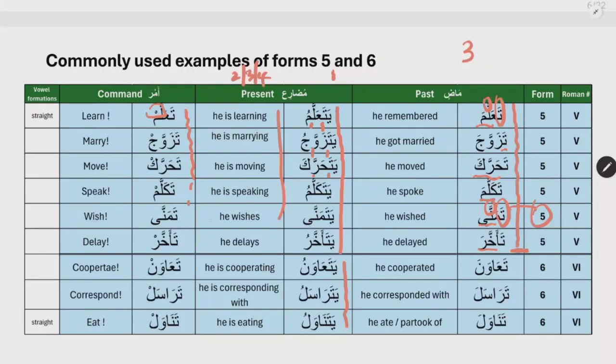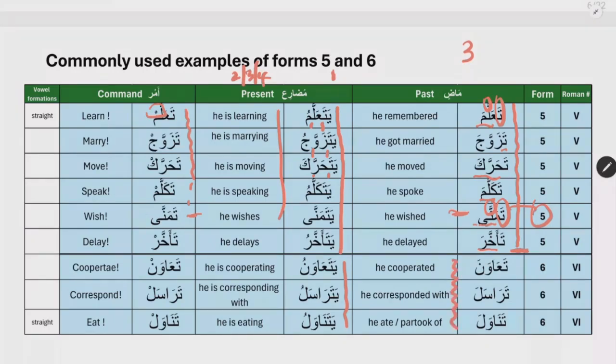The tamanna here. Notice the tamanna here, and here you notice the tamanna as well. It's just the bare form with the sukun at the end. Here we didn't take a sukun because the ya just becomes an alif in terms of the sound. Tamanna. Okay. All right, then we have the form 6, and here we've just got 3 examples of form 6.